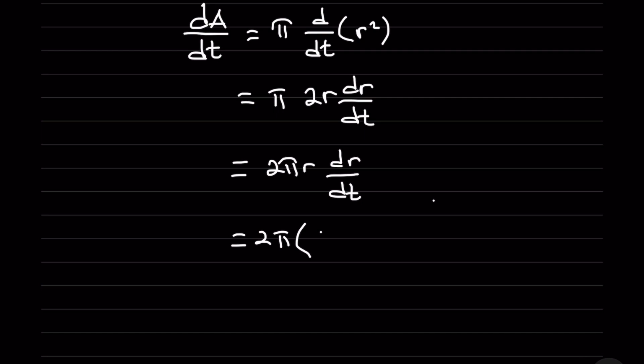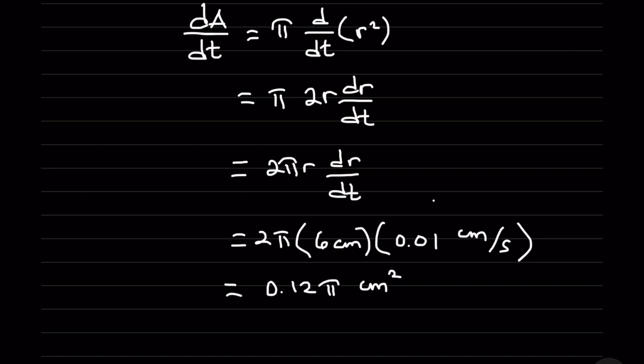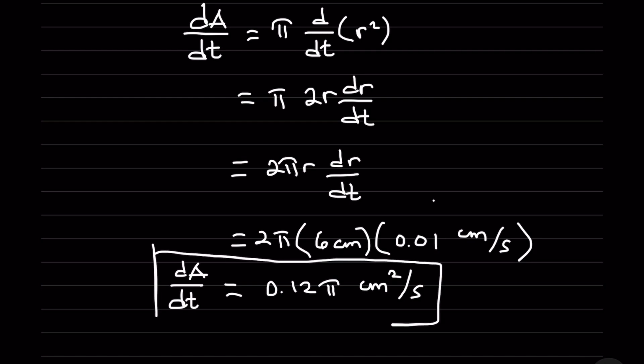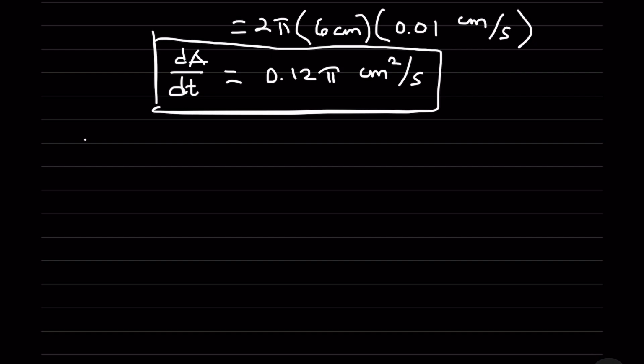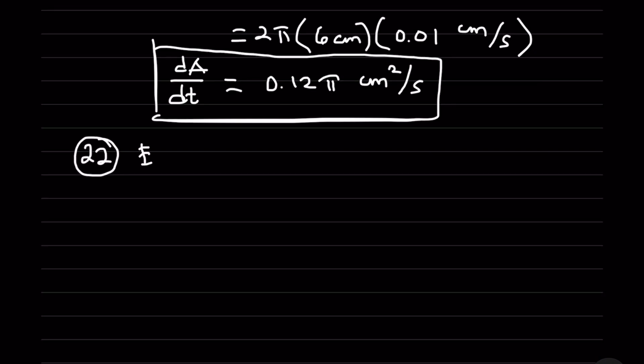Now we substitute the given values in the problem. r is equal to 6 centimeters, and the rate of r with respect to time is 0.01 centimeter per second. So here, we can solve this and find that the derivative of the area with respect to time is equal to 0.12 pi centimeters squared per second.